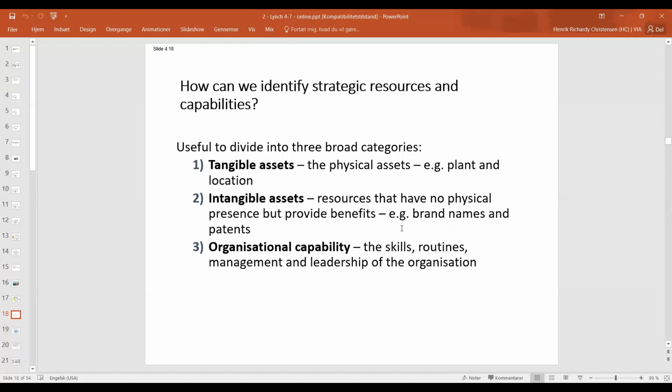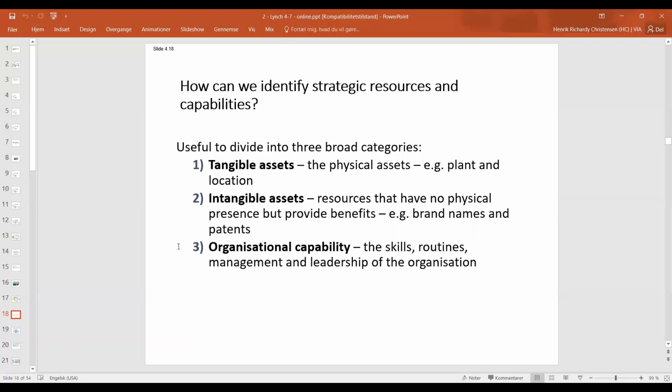Again, think back to Coca-Cola, brand name. Where would Coca-Cola be without its brand name? So the brand name is clearly an asset, and it is intangible. We cannot really touch it, but it is there. Then we have the third, organizational capabilities. Here we have the skills, we have routines, we have management and leadership of the organization. So this is how we could look at resources and try to identify them.